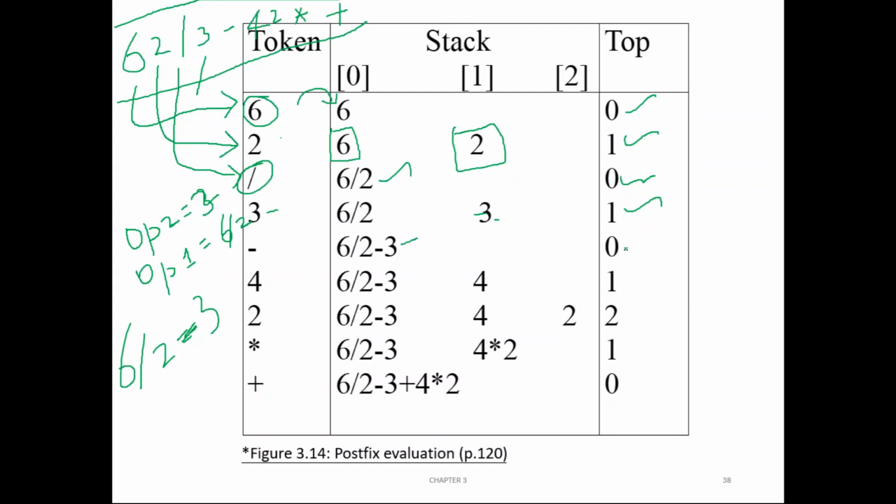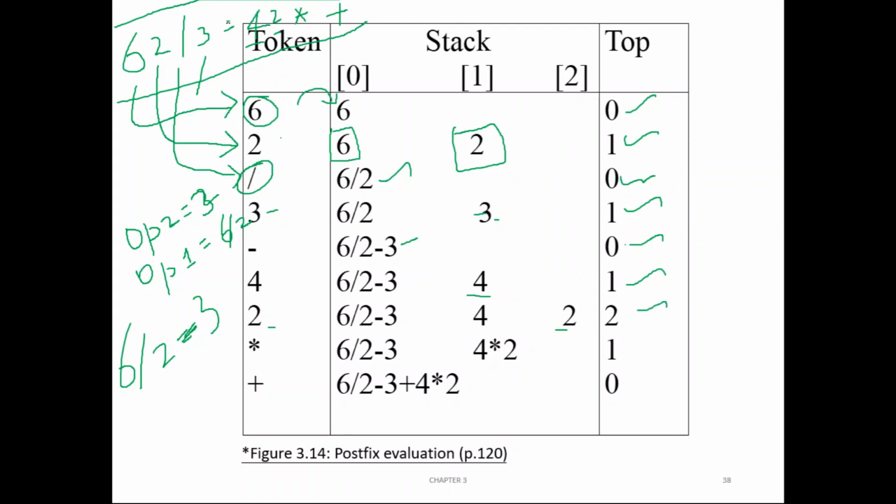Once again the stack top is pointing to the 0th position, right? Then take the next token. What's the next token? 4. Is it an operator or an operand? It's an operand. Just push into the stack. It will go to the top, so the top is 1 now. Next, take the next token. What is that? 2. Is it an operator or operand? It's an operand. Just push into the stack. So it will take the next position, and the top of the stack is 2.